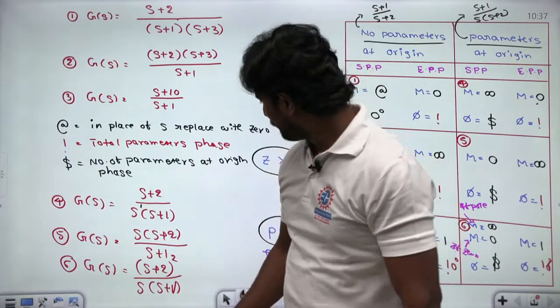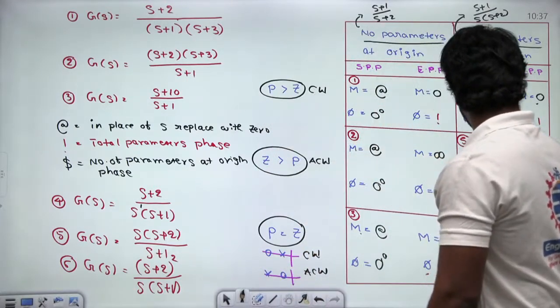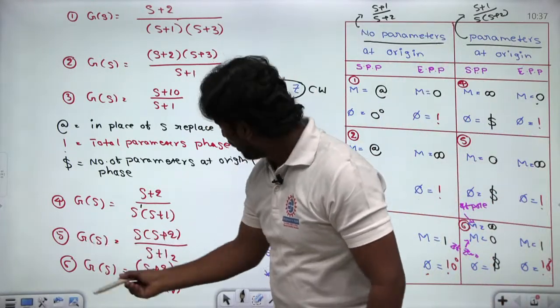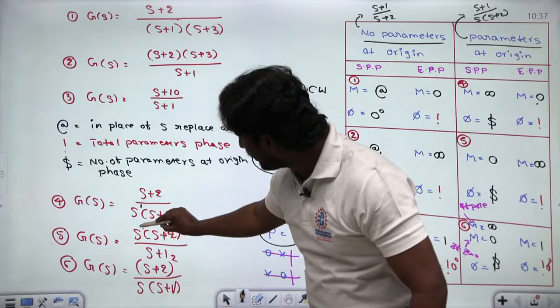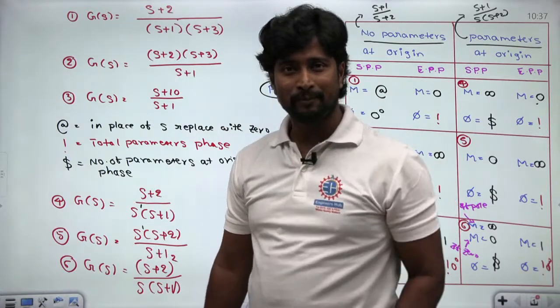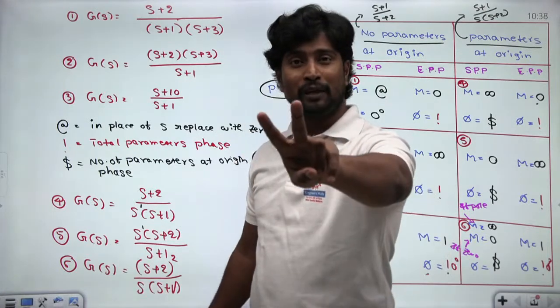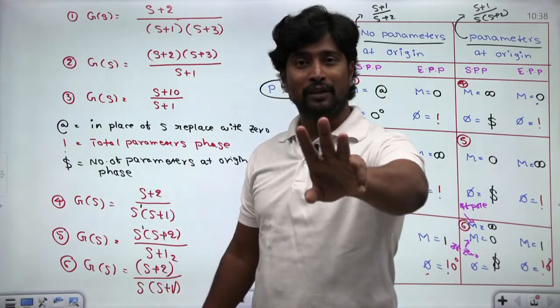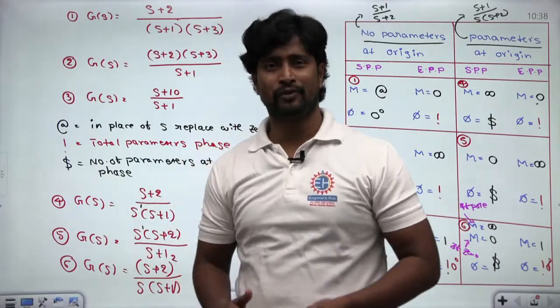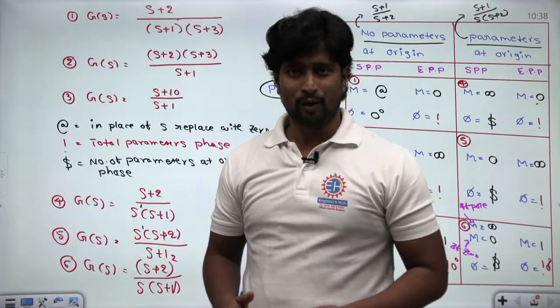Are you clear? For example, take the fifth case. What is the fifth case's relevant example? This is the relevant example, right? How many parameters at origin? Here also 1. That means 1 zero at origin. 1 zero at origin means plus 90. S square, 2 into plus 90. S cube, 3 into plus 90. 4 into plus 90. Like that, n into plus 90. That's enough. Got the clarity or not?